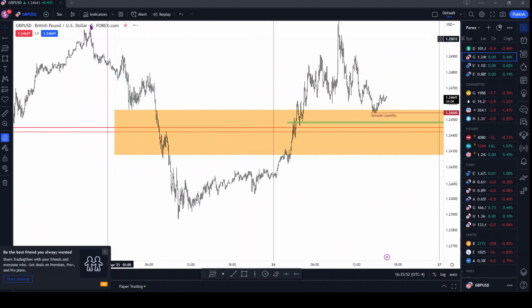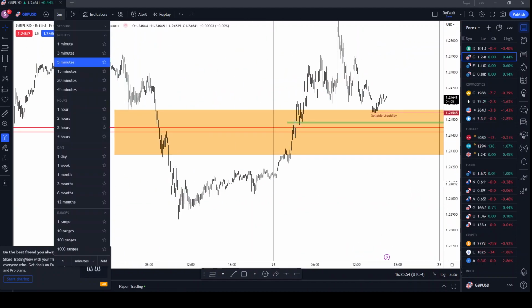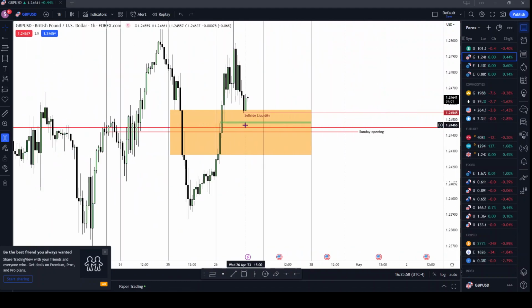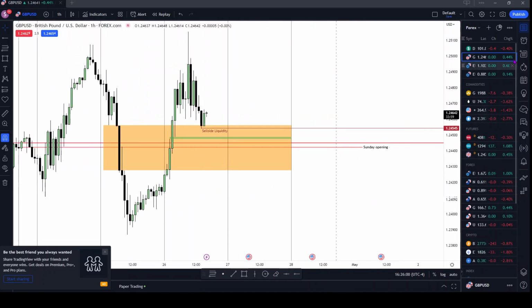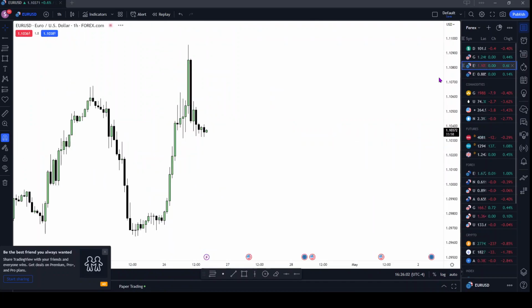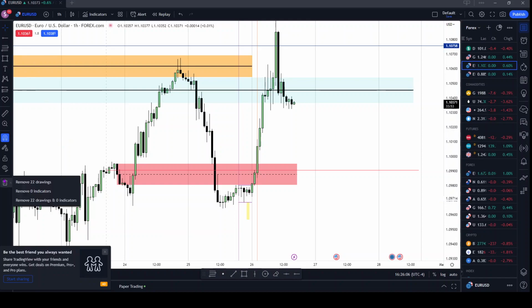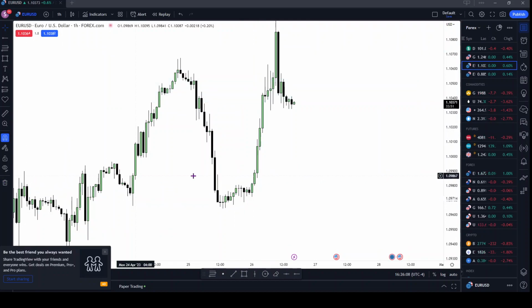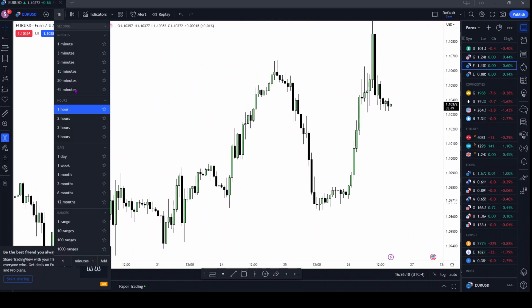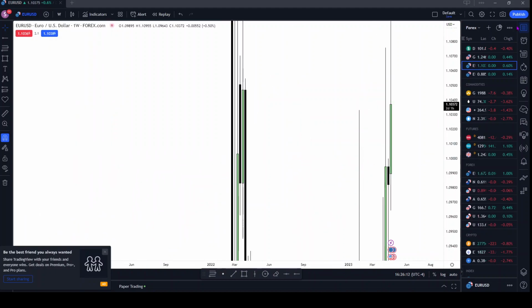Cool, so let's take a look at Euro GBP. How long have we been going for? We've been going for 7 minutes, great. I'm going to try to keep this short and sweet. Right, I'm going to just start fresh. Let's start from the weekly and work our way down.